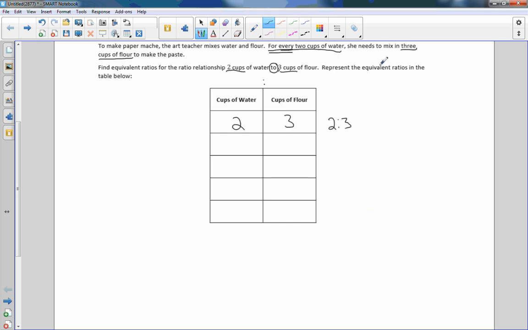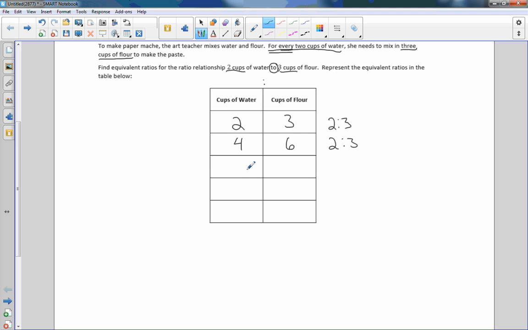It says represent the equivalent ratios in the table below. Equivalent ratios mean that all the ratios have the same reduced value. So if I double 2, 2 times 2 is 4, 3 times 2 is 6. 4 to 6 is equivalent to 2 to 3 when I reduce it, because if I divide 4 by 2 and 6 by 2, I get 2 and 3. 4 divided by 2 is 2, 6 divided by 2 is 3.